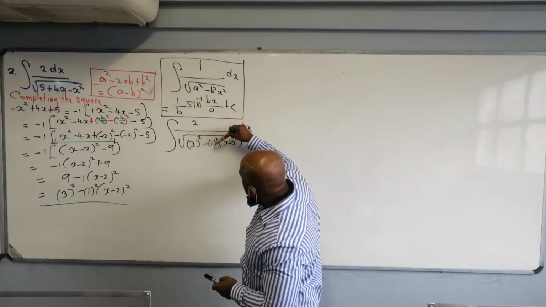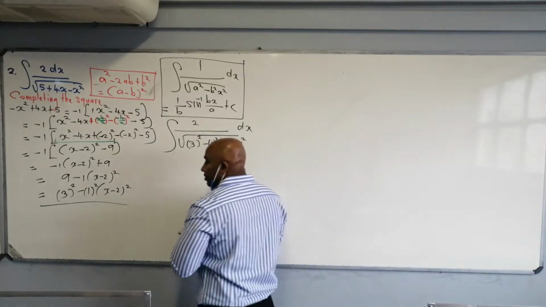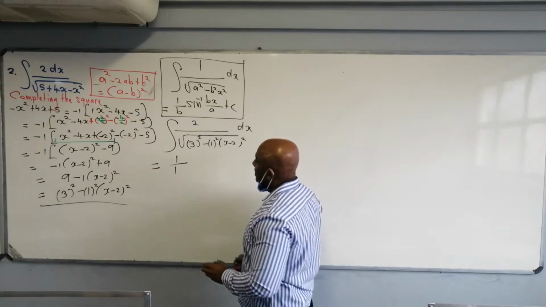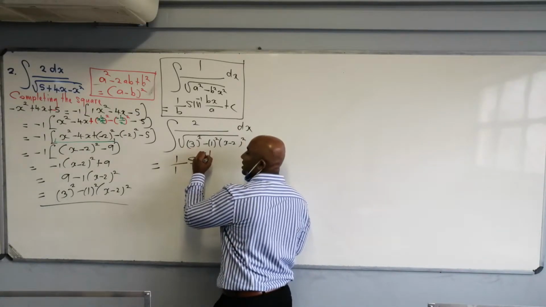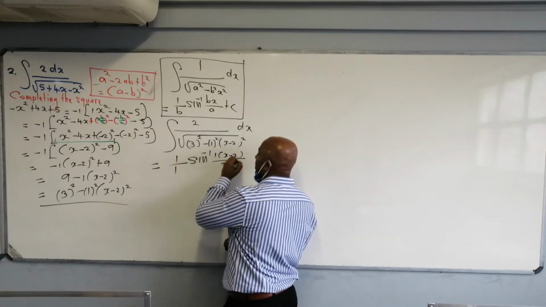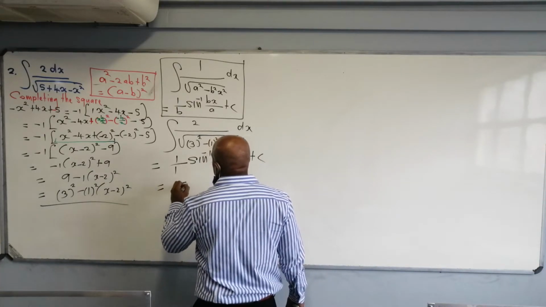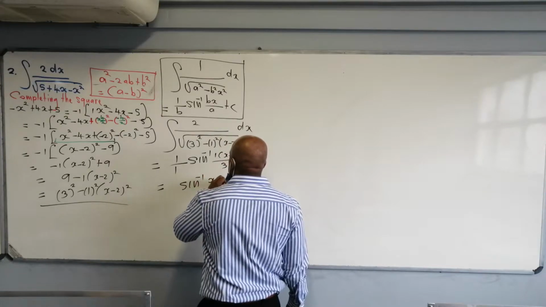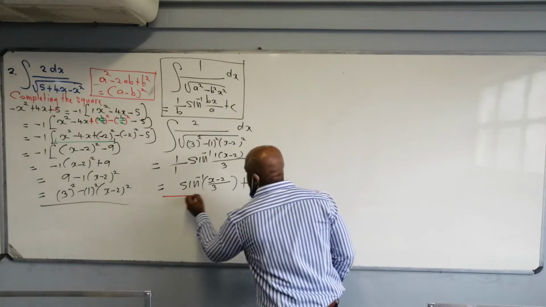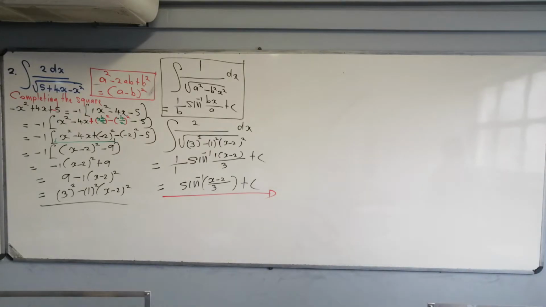My b is 1 and x is x minus 2. Therefore, this is equal to 1 over b, which is just 1 over 1, times inverse sine or arc sine of bx, so that's 1 times (x minus 2), all over a, which is 3, plus c. Easy, it's done. So that's inverse sine of (x minus 2) over 3, plus c. That's it. Completing the square. Simple.